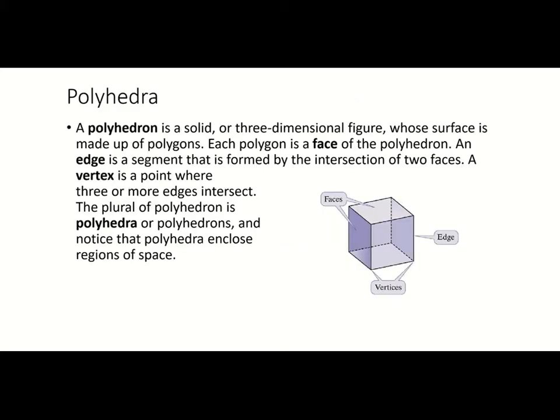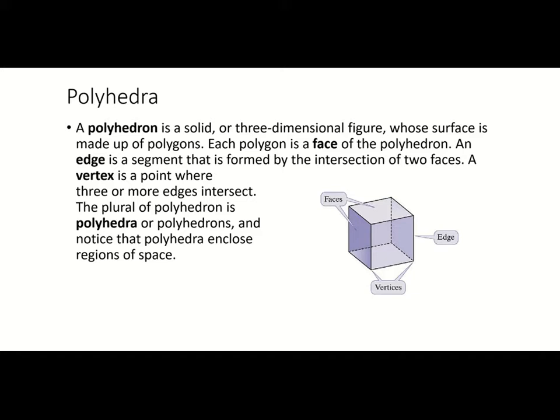All right, when we talk about solids, we're going to talk about polyhedrons. They are three-dimensional figures, and the surfaces are made up of different polygons. Each polygon is a face of the polyhedron, so think of a box. Each surface is a face. Where the faces meet, that is considered an edge. It's a segment that is formed by the intersection of the two faces.